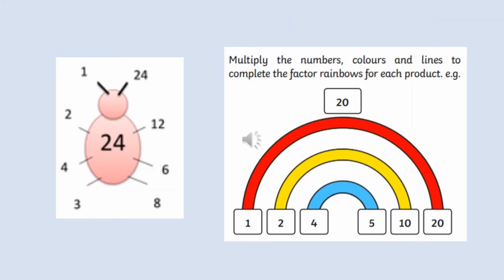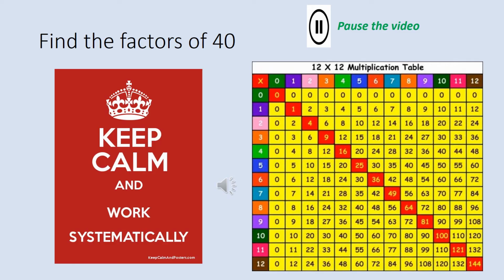When we looked at this before, some of you might have used factor bugs or factor rainbows to help you. So remember that strategy and you can use those today if you want. See if you can remember how to find the factors of a number. Pause the video now and have a go.